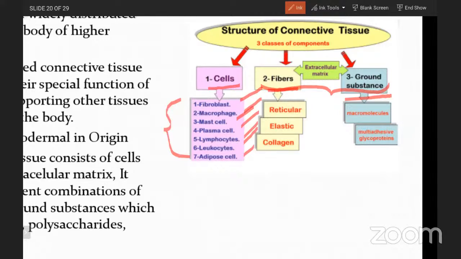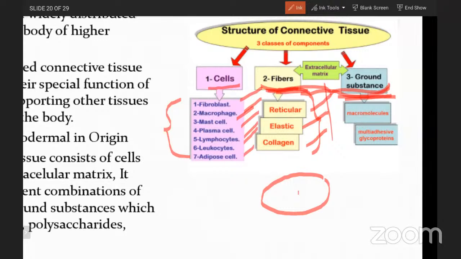The fibers and the ground substances come under the extracellular matrix. Extra means the outer portion. When we come to the fibers, they are reticular, elastic, and collagen types of fibers. And the ground substances are glycoproteins and macromolecules. By all these, the connective tissues are made up.